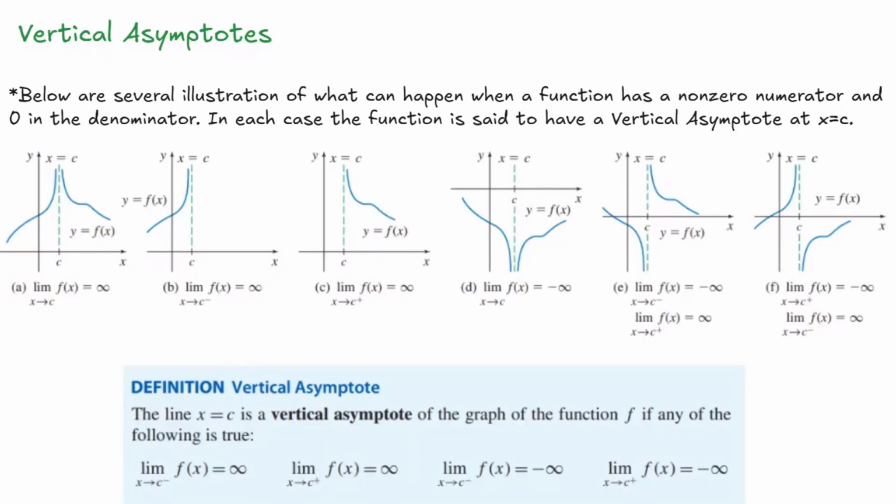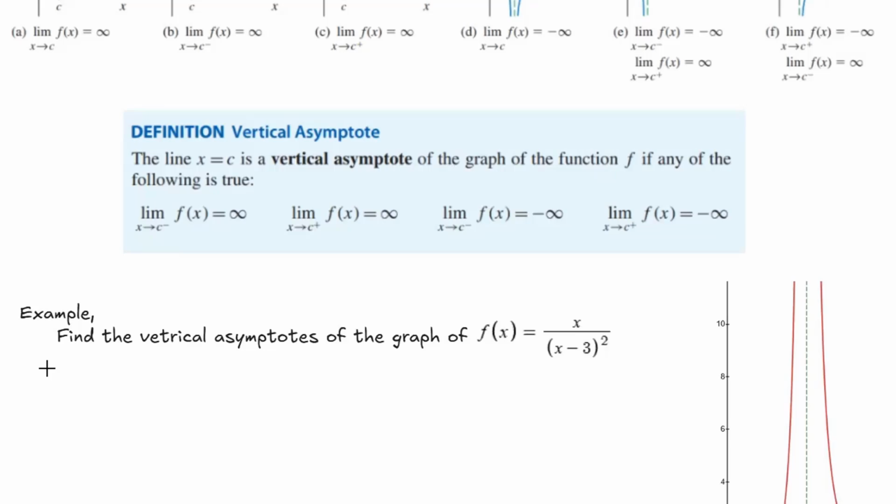Here we have several illustrations of what can happen when a function has a non-zero numerator and a 0 in the denominator. In each case, these are said to have a vertical asymptote at x equals c. I circled that because x equals c is an equation of the line for the vertical asymptote, and that's illustrated there with a dashed green line. Now the definition of a vertical asymptote is when any of the following infinite limits is true. You either have positive infinity or negative infinity as x approaches c from the right or left.